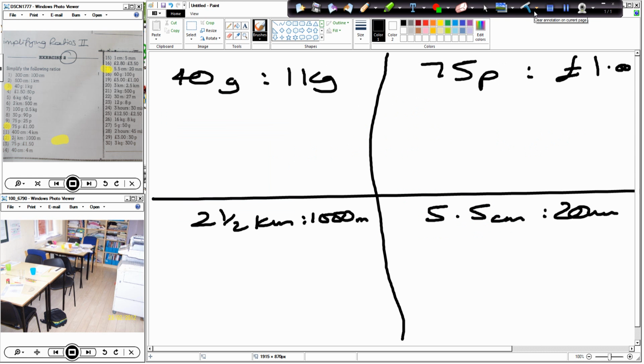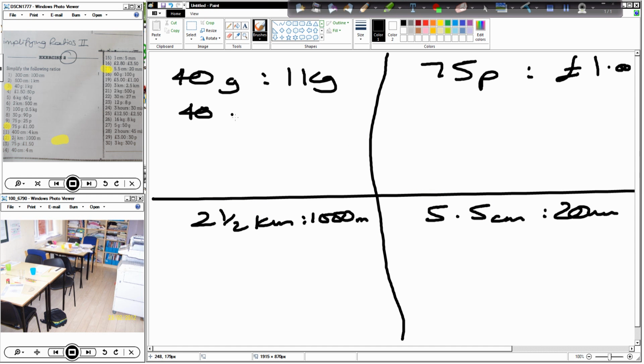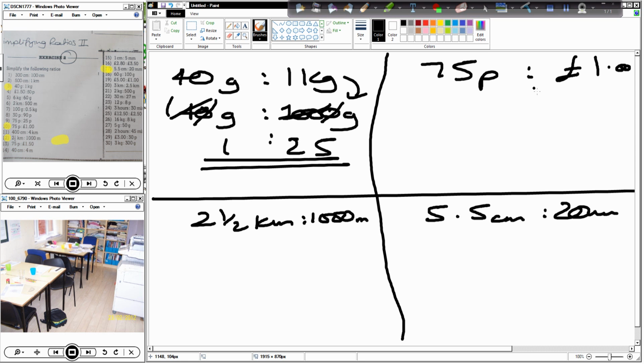Right, this is the classwork question set. Now 40 grams, we leave 40 grams as 40 grams. The 1 kilogram, we convert that into grams, that becomes 1,000 grams. Okay, divide by 10, divide by 10, divide by 4, divide by 4, that gives you a ratio of 1 to 25. If you've done it right, tick it.